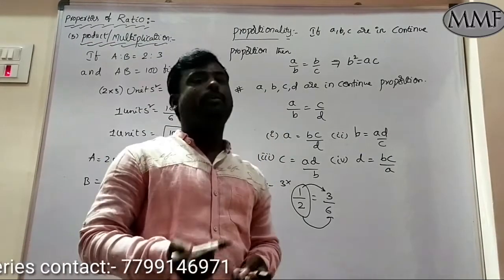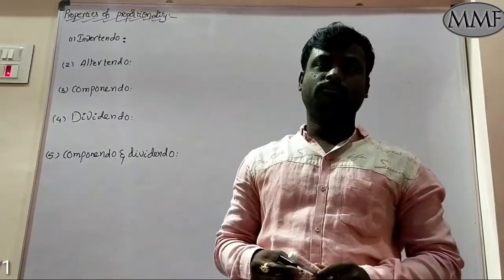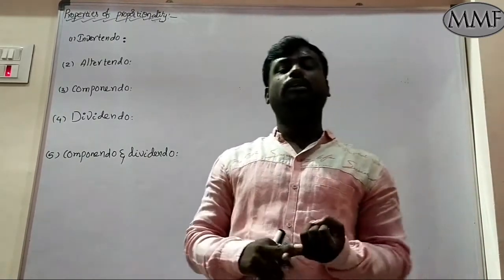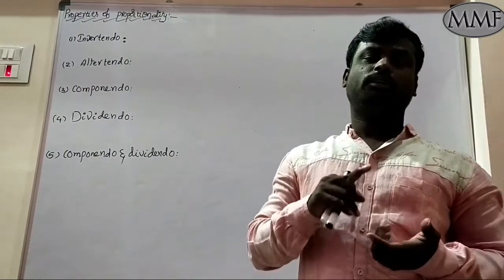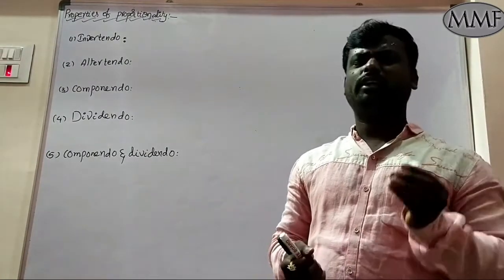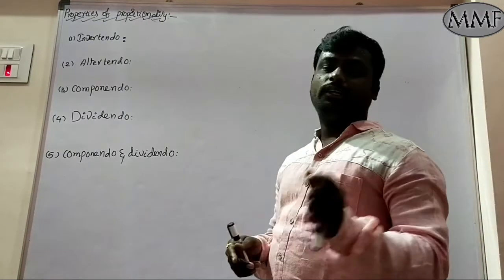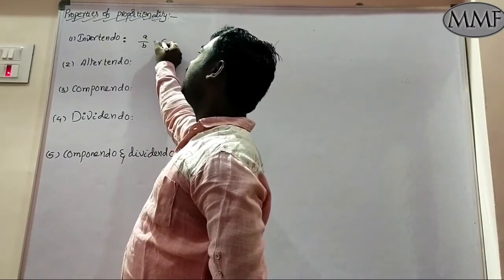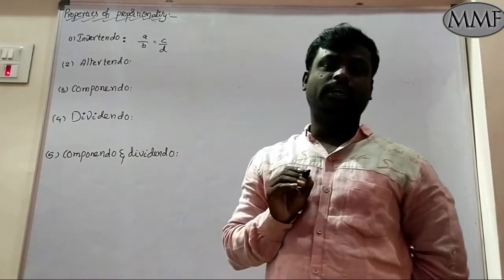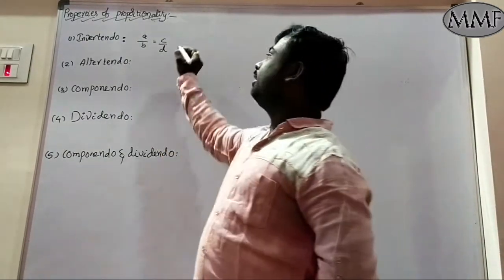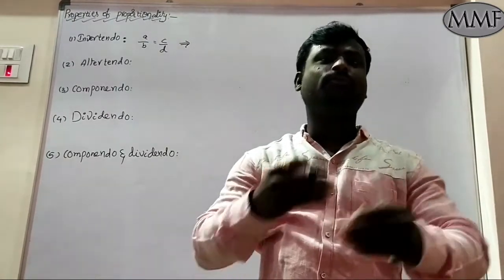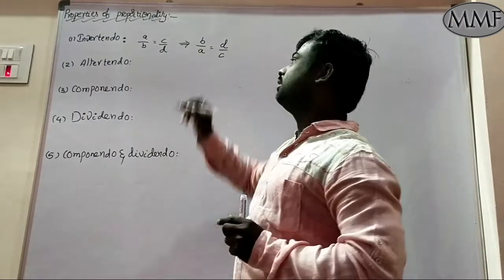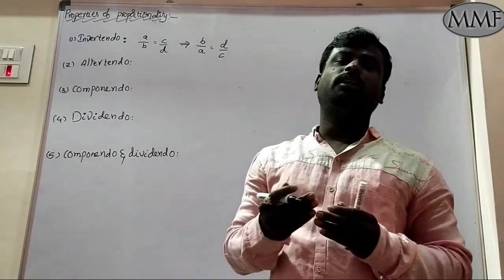Then we will see properties of proportionality. Now we'll see properties of proportionality. So first one is what? Invertendo, alternando, componendo, dividendo, and combination of componendo, dividendo. Very simple definitions are there. Let's see what is invertendo. For example, if A, B, C, D are in continuous proportion, I can say A by B is equal to C by D. Then what is invertendo? Just inverse the ratio. How it will become? Good. B by A is equal to D by C. This is nothing but invertendo, means inversing the ratio.